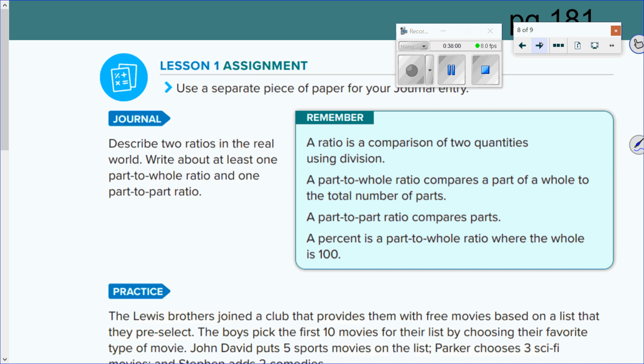Here's our first page, 181. First part, pretty simple. Describe two ratios in the real world. Write about at least one part to whole and one part to part. So how many ratios should I have? Two. I'll give you a very easy one. Boys and girls. Super easy comparison. Look around you. The ones that we did, like right here. Is that real world? It's real world in the book. Is it real world? Okay.